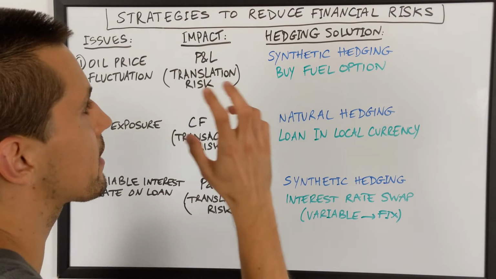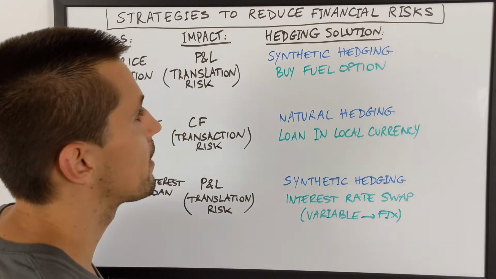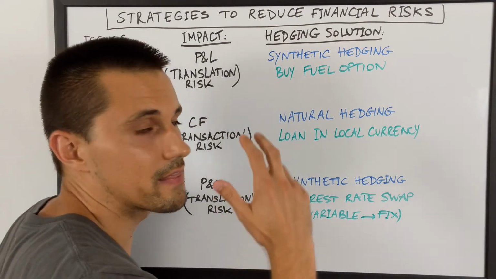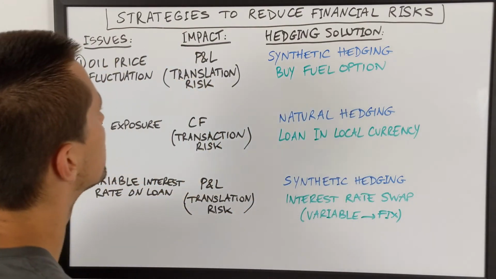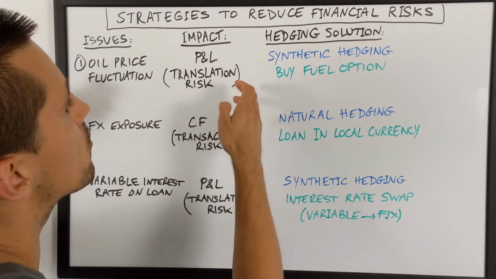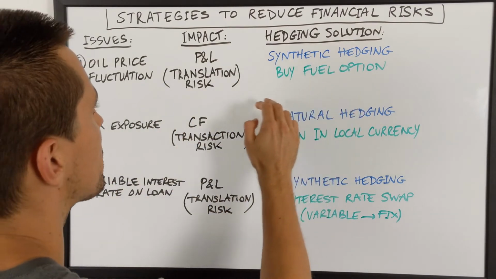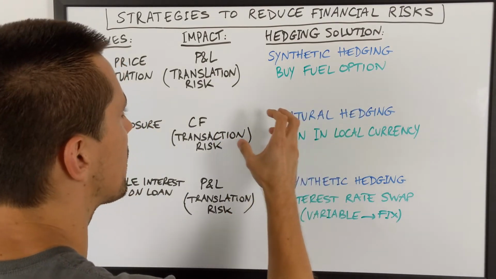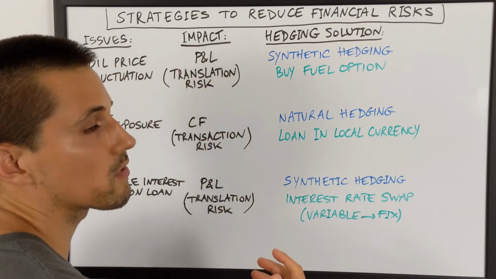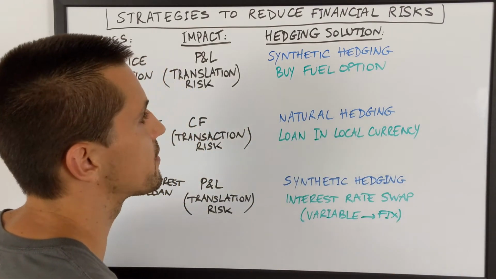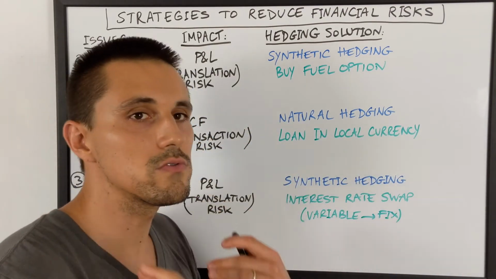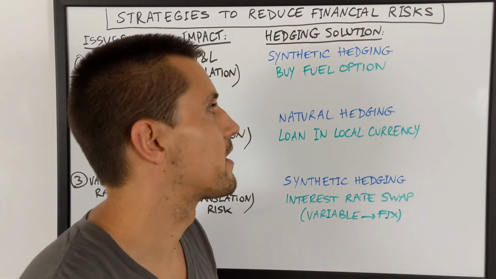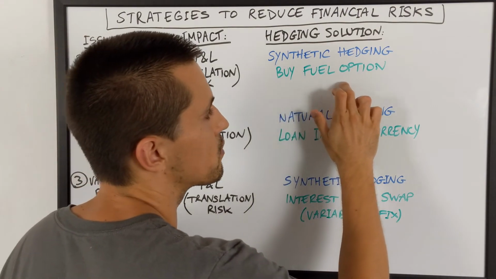So now let's look at my hedging solutions here. We just talked about the difference between natural hedging and synthetic hedging. Now let's see how we can implement it here. Here I would go for synthetic hedging because we cannot do much when it comes to natural hedging, because we have absolutely no control over the cost of the fuel in the future. So the only way to reduce your financial risk is to buy some derivatives. In this case, I would buy a fuel option.